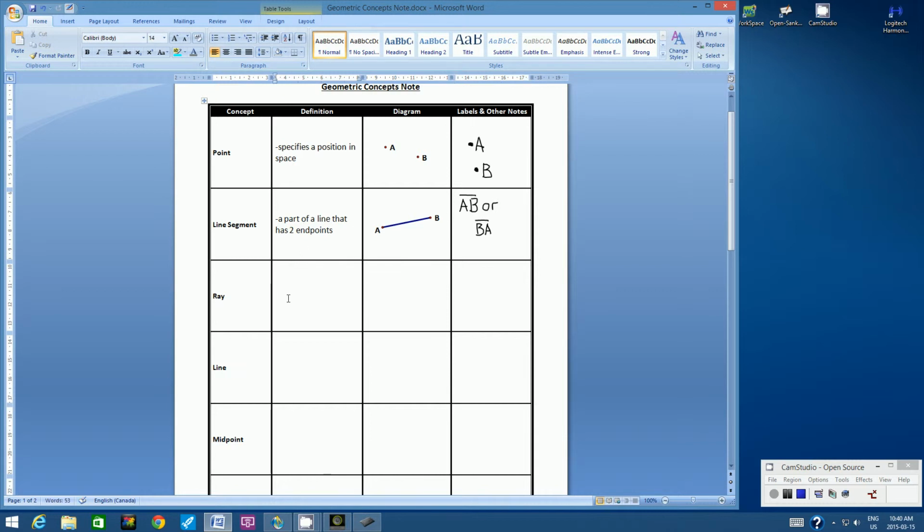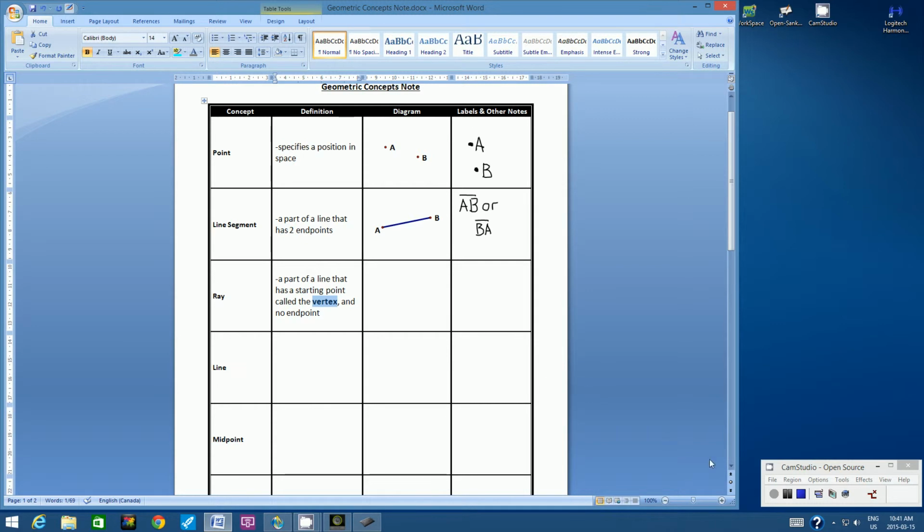Okay, we're going to go on to ray. A ray is a part of a line that has a starting point called the vertex and no endpoint. So I'm just going to highlight the word vertex here. A part of a line that has a starting point called the vertex and no endpoint. In other words, it goes on forever.